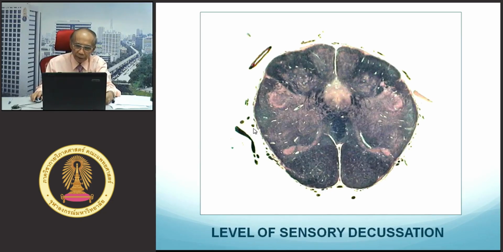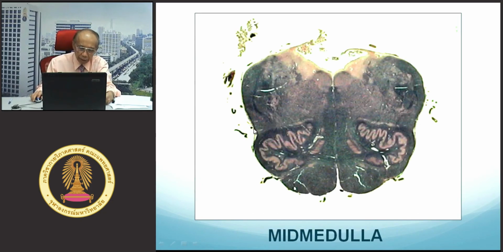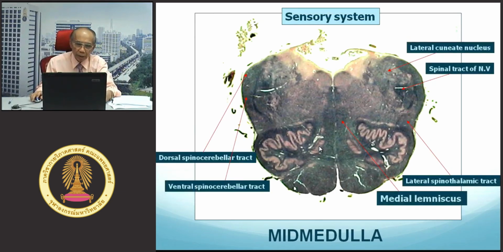The end of sensory decussation level. Now we go to the level of mid-medulla. The sensory system includes the lateral cuneate nucleus, which is concerned with unconscious proprioception from the head.